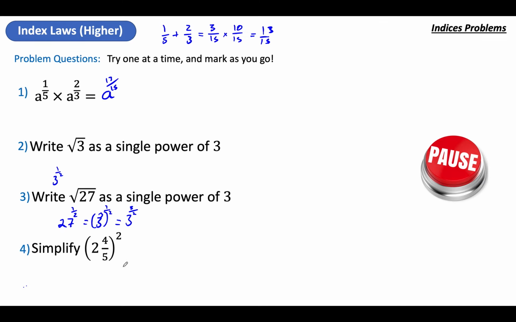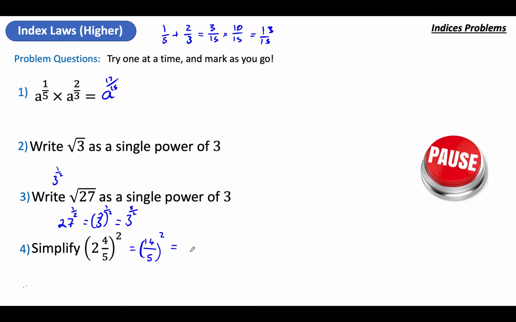Number 4. Okay, pause again. Unpause when you're done. Right, here we go. Now remember, ordinary numbers, ordinary maths, but in this case, we can't do that. This is not 2 times 4/5. This is 2 and 4/5. So change it to an improper fraction first. Multiply the bottoms and add the tops. 2 times 5 is 10. Add the 4 is 14. So it's the same as 14/5.